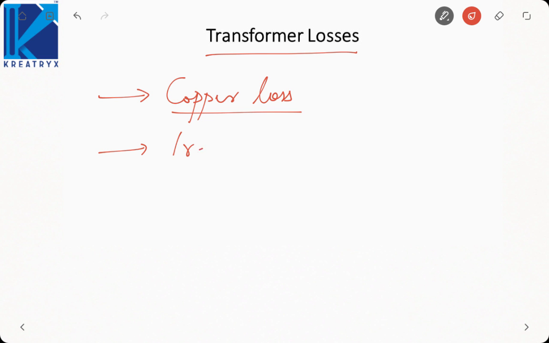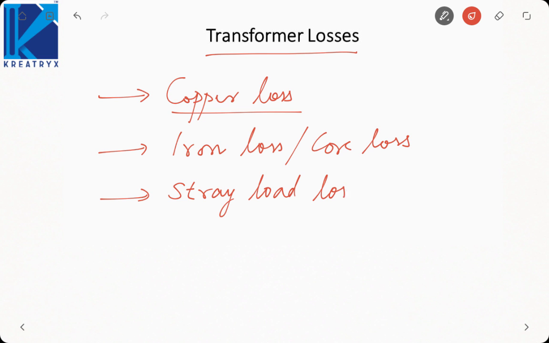Next is called iron loss or core loss. Due to alternating flux being set up in the core of the transformer, there are some losses associated with the core, like hysteresis loss and eddy current loss. Those two losses are called core loss or iron loss in a transformer. The third category is stray load loss, and the last one is dielectric loss. In this lecture we will cover each of these losses in detail. What are these losses and where do they occur?